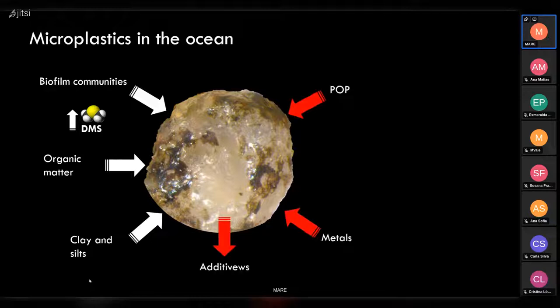Now, this is the bad part. It also absorbs pollutants that are already in the water, because we have been discarding all these chemicals for decades. Some of them have been banned and are not produced anymore, but they are persistent and we still find them, like PCBs, for instance, and others. This group of organic pollutants is called POPs. They are hydrophobic, so when they see plastic, they just go there. And also heavy metals.